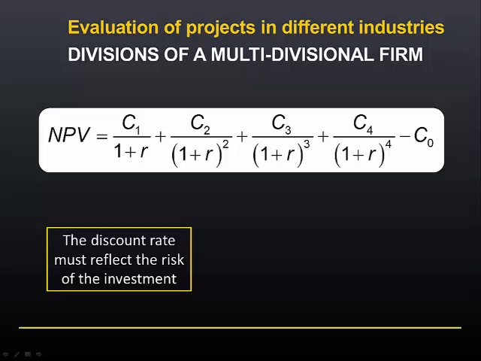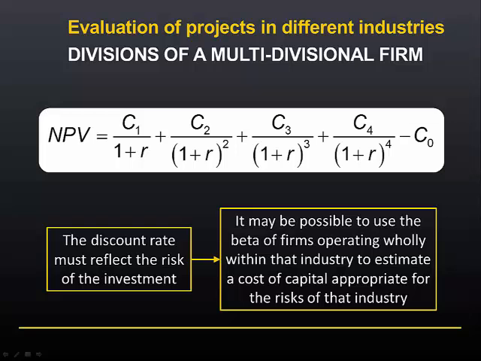A further example of why we have to think about the risks of different industries involves a multi-divisional firm, a firm with a number of divisions operating in different industries. Once again, the discount rate that we use to calculate the NPV of a project in a division of the firm must reflect the risks of the industry in which it operates, rather than the overall risk of the firm.